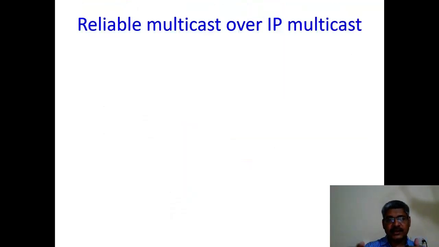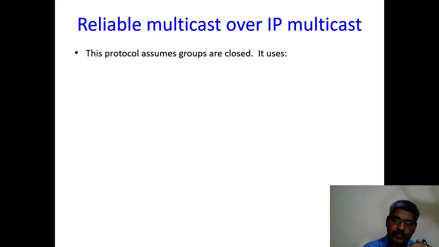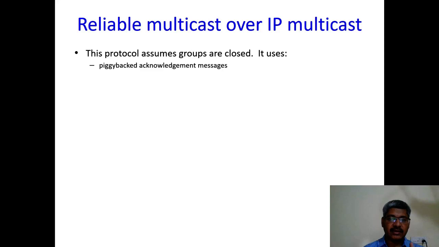Now let us look at another algorithm. Here we will look at reliable multicast over IP multicast, not the basic multicast algorithm which we have already seen. With this reliable multicast, as a distributed algorithm, it will have its own assumptions. It basically uses piggybacked acknowledgement messages. Whenever you have reliable communication, you send a message and you get the acknowledgement. Instead of having a lot of acknowledgements, this approach uses piggybacked acknowledgement messages.